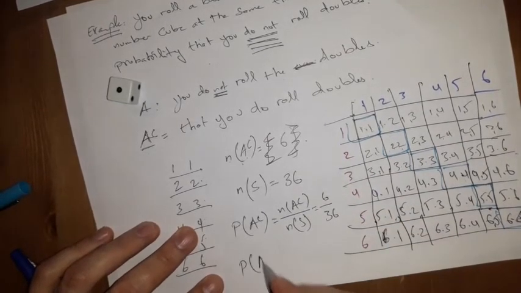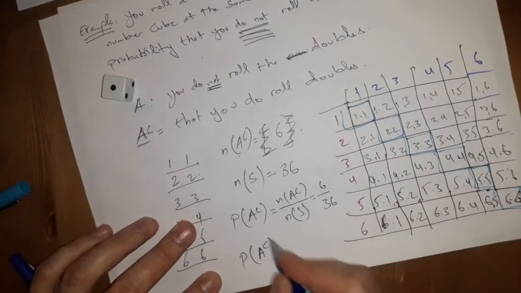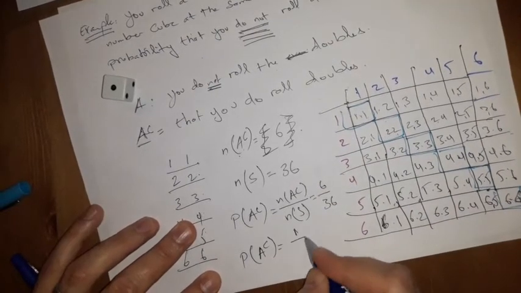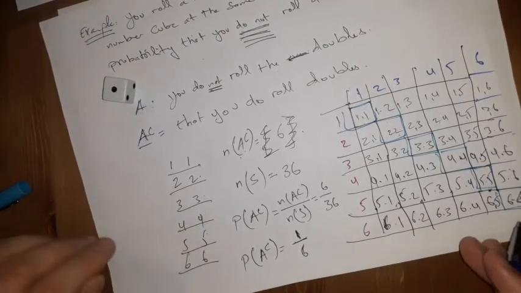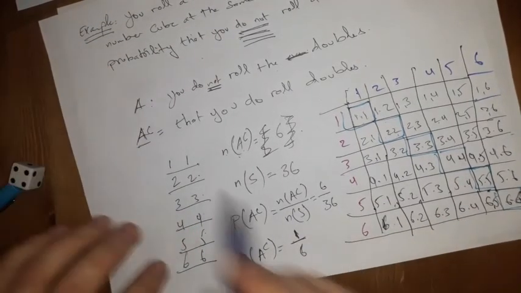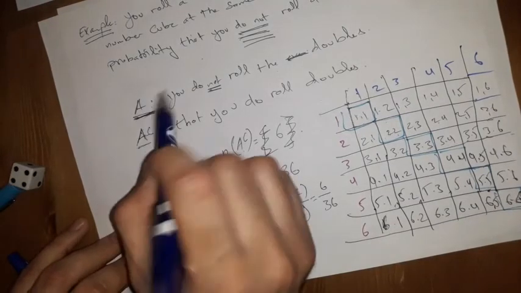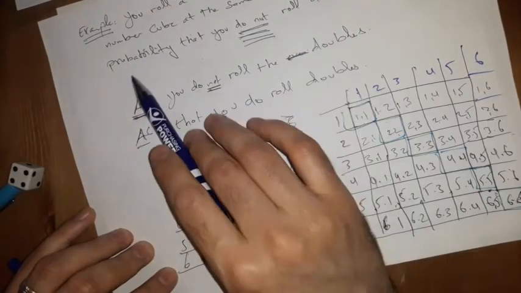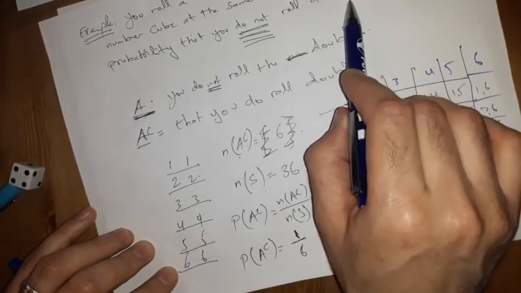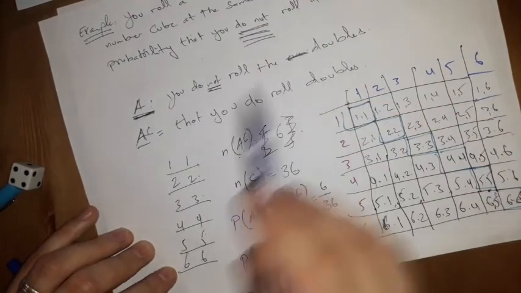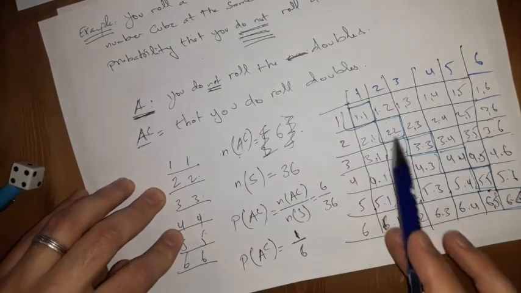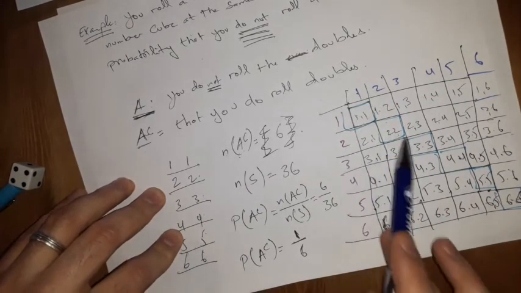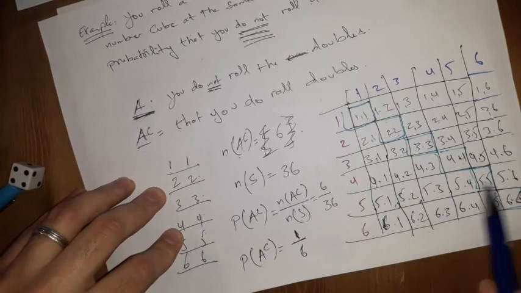And when you simplify, you will have 1 over 6. Great. Now, they asked me, by the way, what is the probability that you do not roll double? So now, I found the probability that you do roll double. You can have 1 and 1, 2 and 2, 3 and 3, 4 and 4, 5 and 5, 6 and 6.